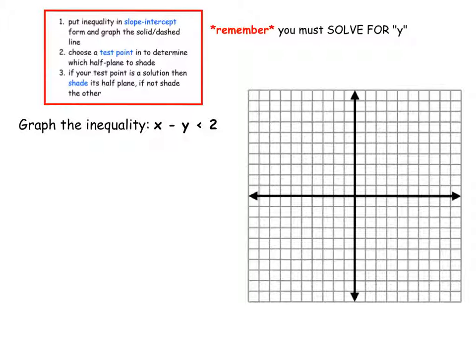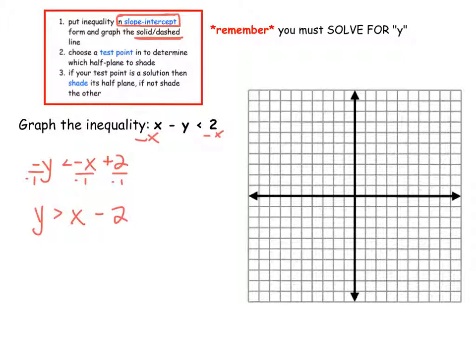inequality. And so, like before, you first want to put the inequality in slope-intercept form and graph using your solid or dotted or dashed line. And so first let's go ahead and solve for y. And in doing so I have minus y is less than minus x plus 2. When I divide everything by -1, remember to flip your inequality and you get y is greater than x minus 2. And also looking here, I see it's just greater than, so I'm going to be using a dotted line.